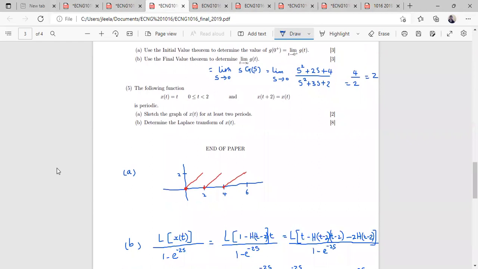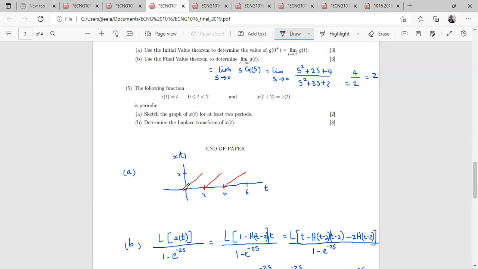And then the third part, the fifth question in this paper: the following function is periodic. The function is t, and it's periodic with period 2. x(t plus 2) is equal to x(t). So the period is 2. Sketch a graph of x(t) for at least 2 periods. So between 0 and 2, sorry, the function is t, so it will be like a straight line here, right? When the t-axis is 2, the x(t) axis will also be 2.